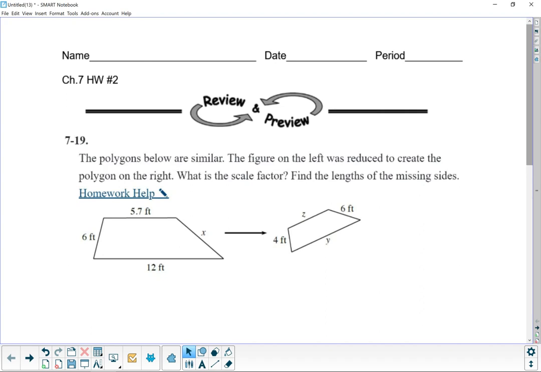Right, everyone, let's go ahead and get started on this second homework assignment. The polygons below are similar. The figure on the left was reduced to create the polygon on the right. What is the scale factor? Find the length of the missing sides.